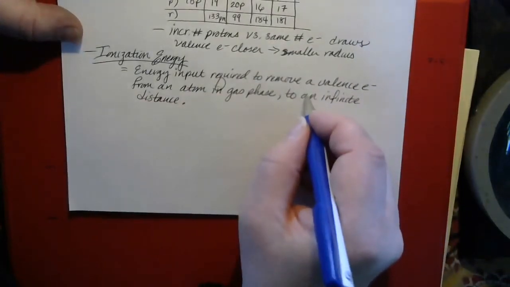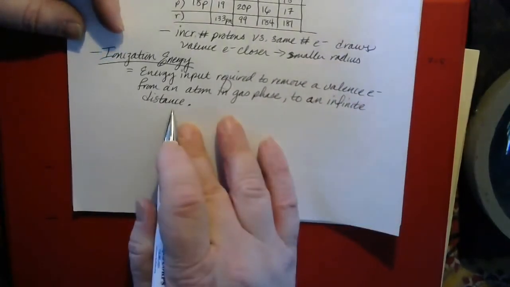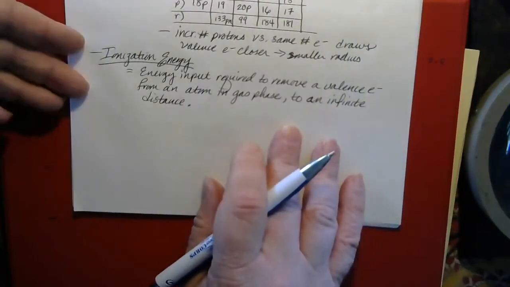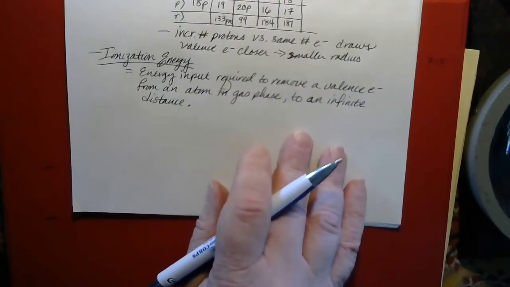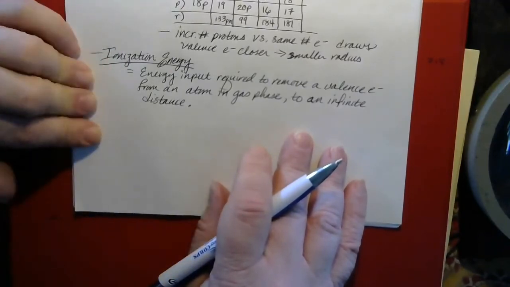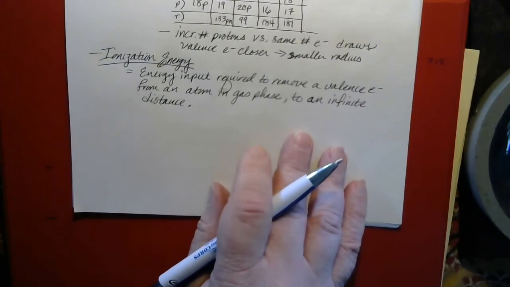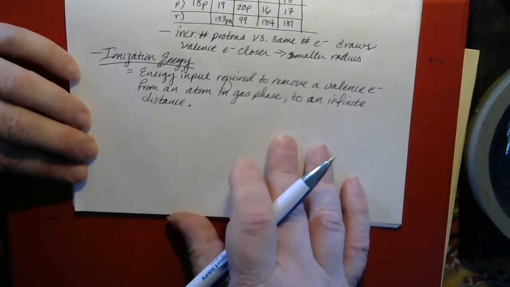And when we talk about removing an atom, we mean removing an electron. Well, they usually say to an infinite distance. Obviously, in practice, there's no such thing as removing an electron to an infinite distance. It would take an infinite amount of time and an infinite amount of energy. But in practice, what we mean by infinite distance is far enough away that the electron experiences no interaction, no attraction, and no repulsion from the parent atom, the atom that it came from.